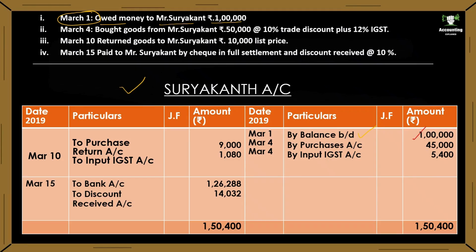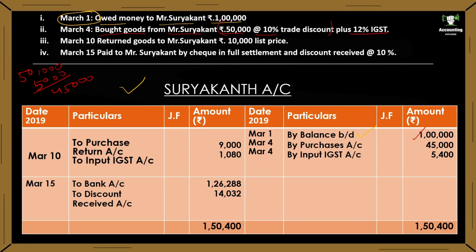Next, bought goods from Mr. Suryakant rupees 50,000 at 10% trade discount plus 12% IGST. First, we will take this trade discount. As I told you, trade discount will not be taken into the books of accounts. So we have to take that trade discount part out. So 50,000 is a purchase price. Trade discount is 10% of 50,000, 5,000. So 45,000 will be your purchase price.